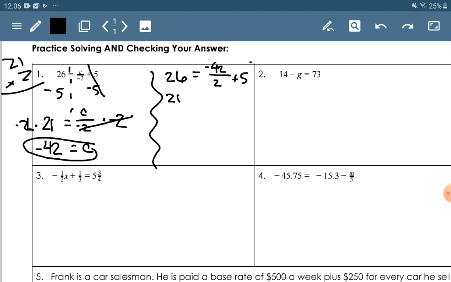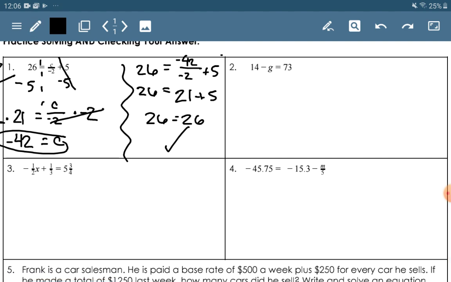And follow my order of operations to solve. In my order of operations, I would have to do division first, and negative 42 divided by negative 2 is positive 21. And then I still have to add my 5, and 21 plus 5 is 26. So this equation that I have, 26 equals 26, since I have the same number there, I know I did it correctly. My answer is good.